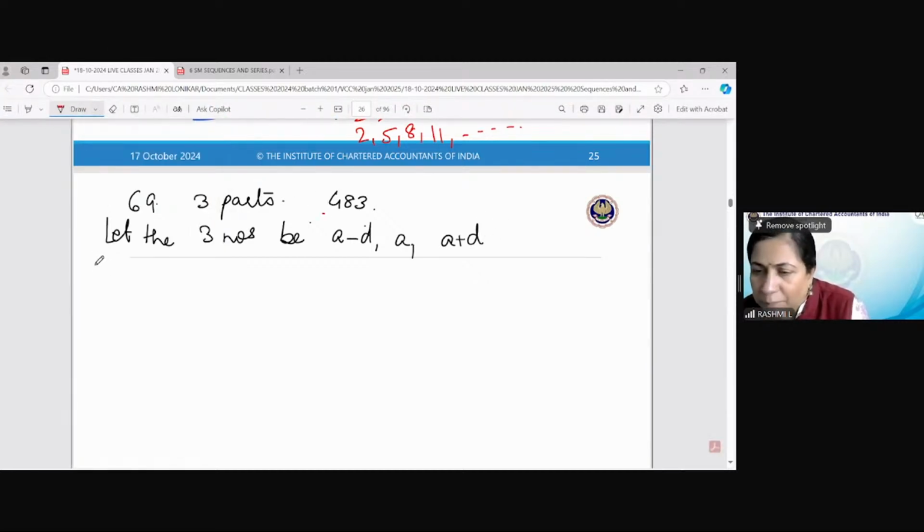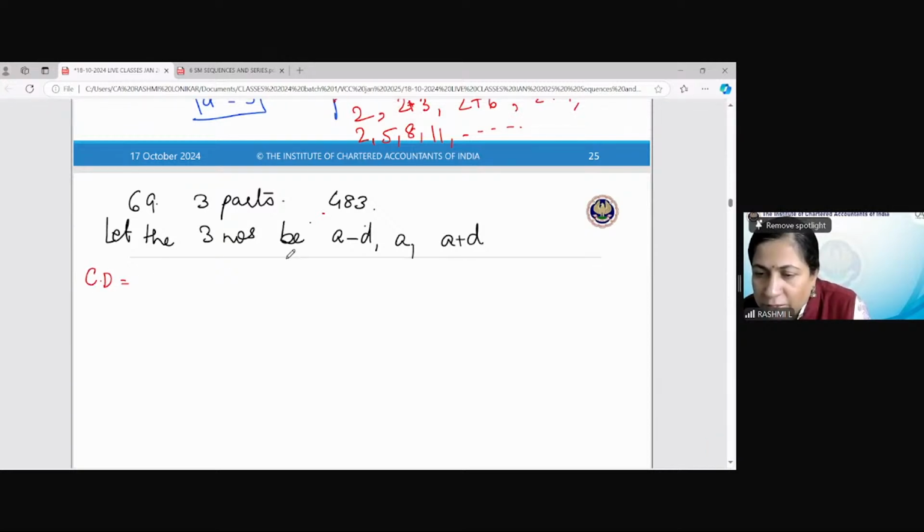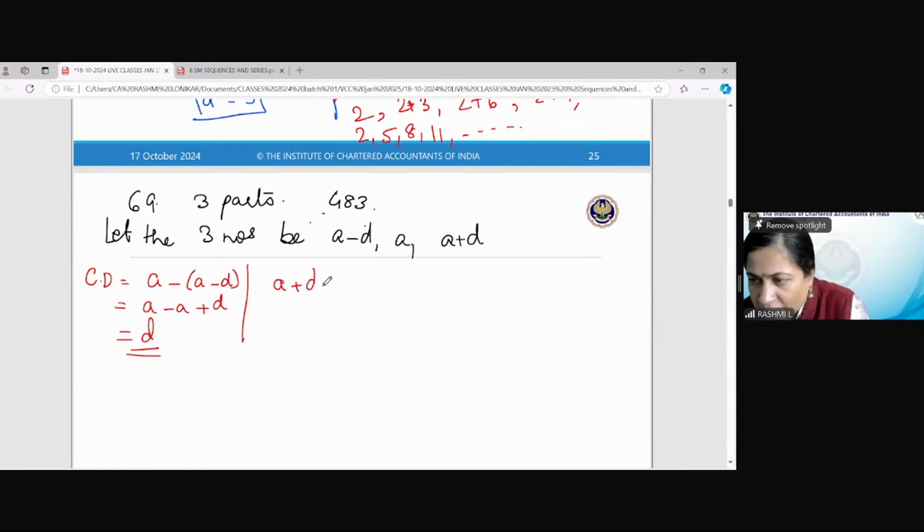So what should be the common difference? Second term minus first term. So a minus, a minus d, so a gets cancelled. This is a minus a plus d. So you are getting d, which is the common difference. Let me see, as always, I also check a plus d minus a. Again the a will get cancelled. You will get d, right? So what we took, a minus d, a, a plus d, we are 100% sure it is in arithmetic progression.